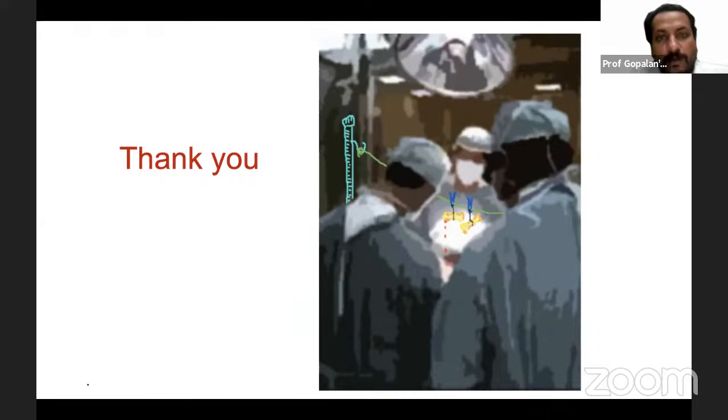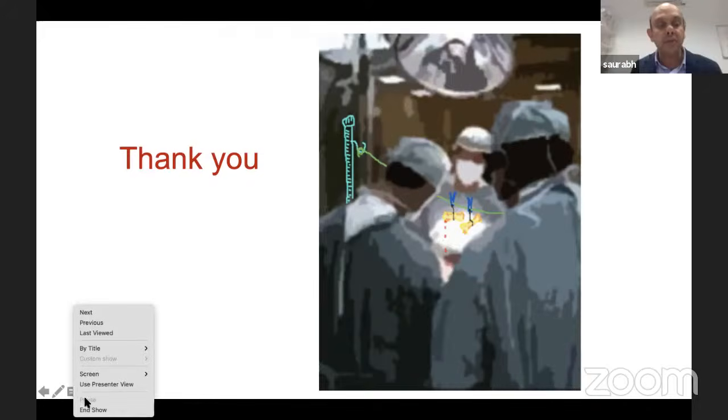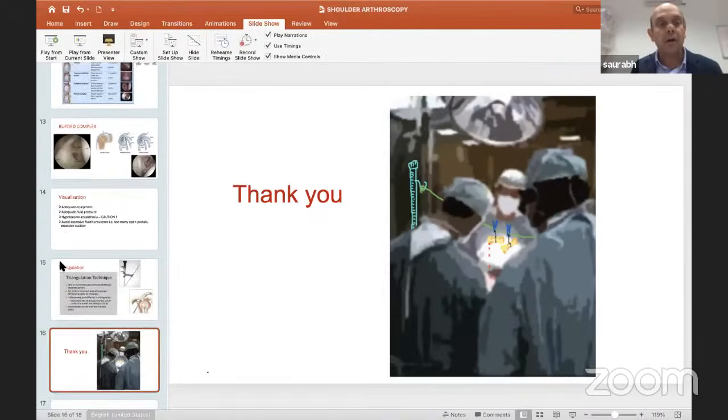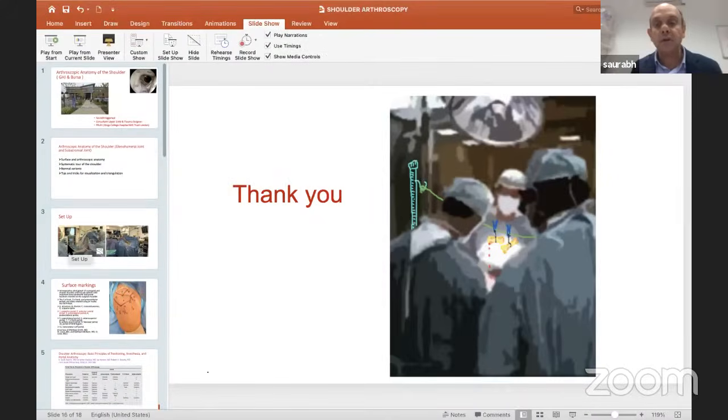A couple of questions, Saurabh. What is the position that you normally use? Is it beach chair or lateral? And what is the rationale? Yeah, so you use a beach chair position. I'll take you through the setup.